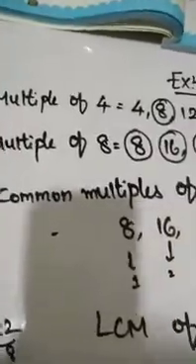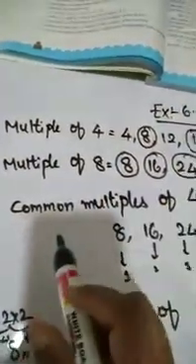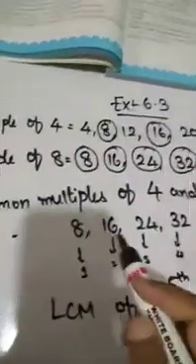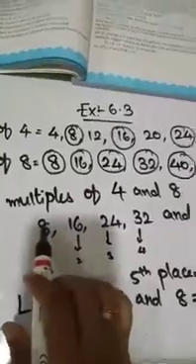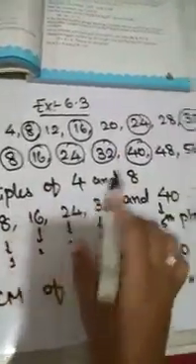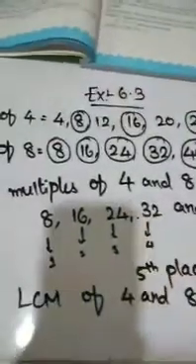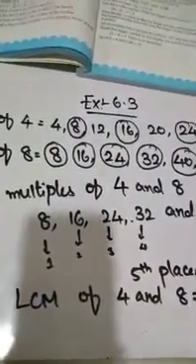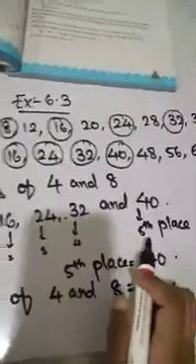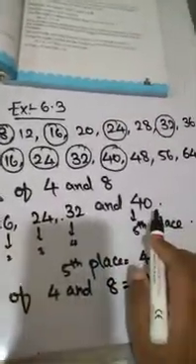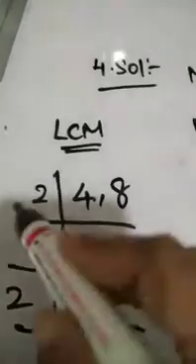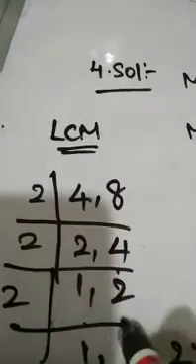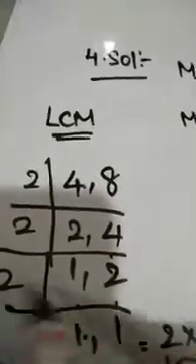Firstly, we have to write the multiples of 4 and 8. Next, we find the common multiples of 4 and 8, which are 8, 16, 24, 32 and 40. After that, we find the multiples of each number to the fifth place. Here the fifth place is 40. After that, we encircle the LCM. So 4, 8: 2 twos are 4, 2 fours are 8, 2 ones are 2, 2 twos are 4, the 2 will be as it is, 2 ones are 2.